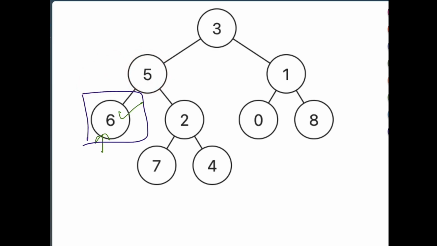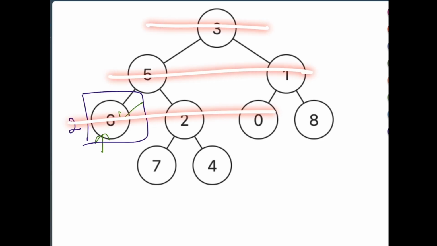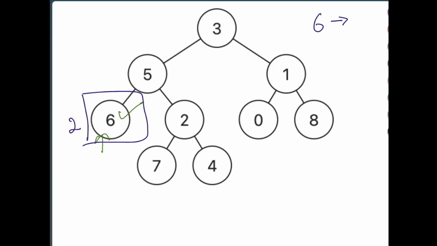Now what is the level of 6? Because we need to find the lowest level answer. So 6 can be an answer, but the level of 6 right now is 2. Okay, so 2 is the level because this is 0, this is 1, and this is the second level. So 6 is our current answer, which is at level 2.